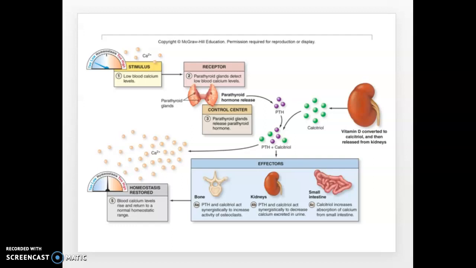Here, this is kind of just a map of what goes on. Here it says low blood calcium. The receptors are on the parathyroid glands. They get information, hey, there's low blood calcium. So parathyroid hormone is released, and the calcitriol is also being converted. The two of these work together on the bone to increase activity of osteoclasts, increase reabsorption of calcium in the kidneys, and increase absorption of calcium in the intestines. All of these together lead to blood calcium levels being back to normal.